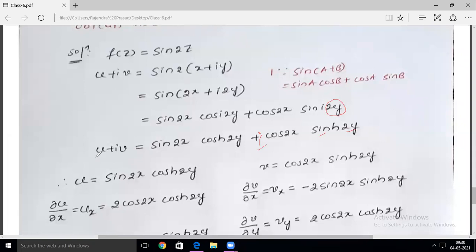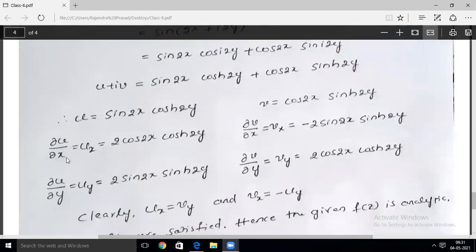Then we get u as the real part and v as the imaginary part. u is equal to sin 2x cosh 2y, and v is equal to cos 2x sinh 2y, right? Next job.